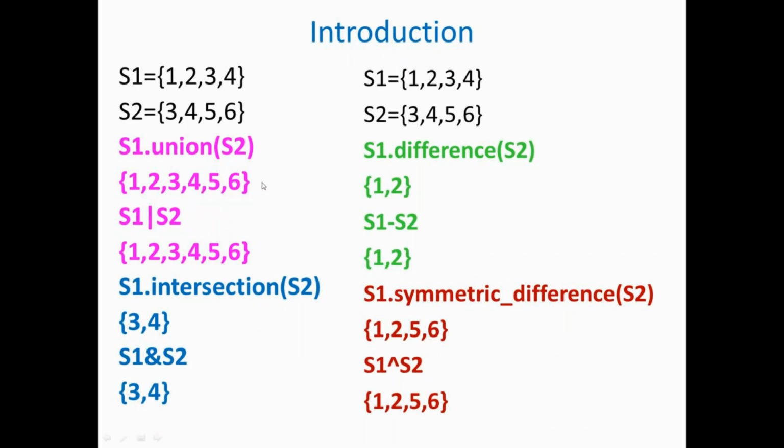The same union operation is possible by using an operator. This is an operator, so we can do it using the operator also. Coming to intersection, we can get the common elements from both the sets, 3 and 4. The symbol is &. That means we can do these things using functions and operators.